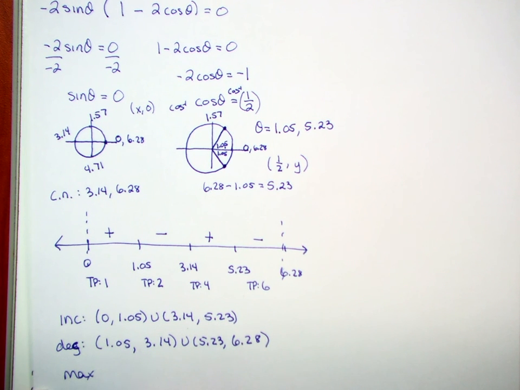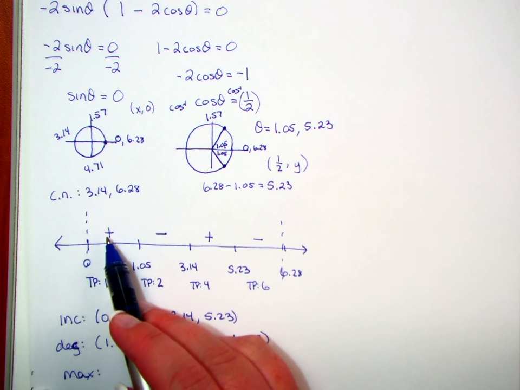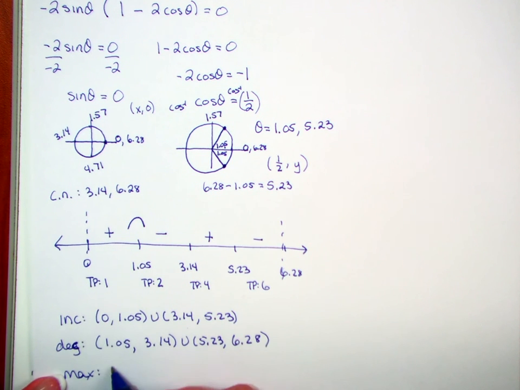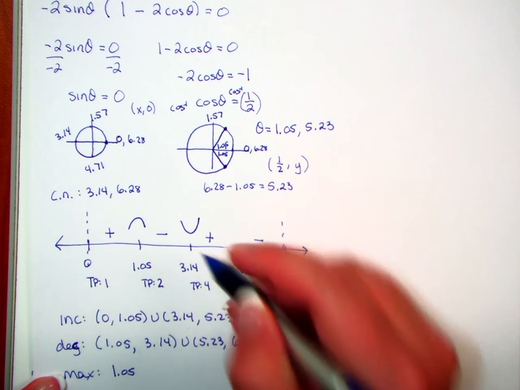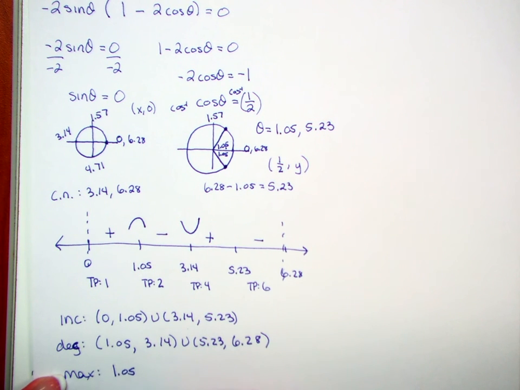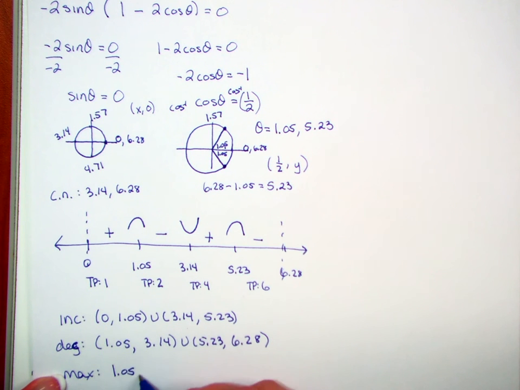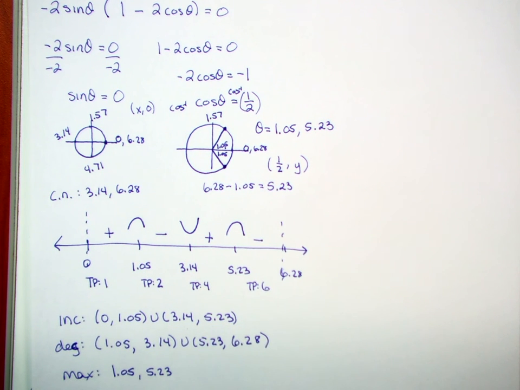We're not going to include the endpoints because we don't have any data past here. So we're going to have increasing to decreasing here, so 1.05 is a max. We have decreasing to increasing here, so 3.14 is a min. And then positive to negative, increasing to decreasing, 5.23 is another max. And we don't know what 6.28 is.